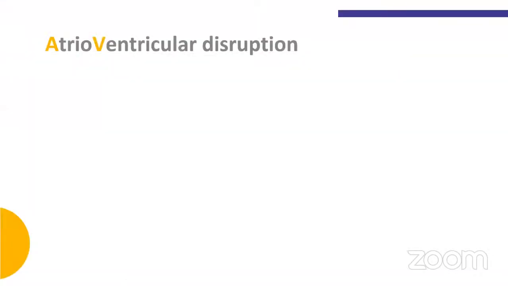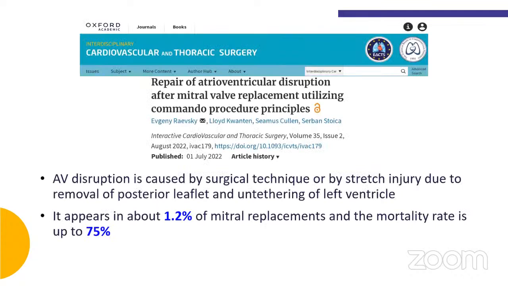So moving on to the last topic I'm going to talk about, which is a direct complication of mitral valve replacement, the atrioventricular disruption. Simply, the AV disruption is caused by a surgical technique or by a stretch injury due to removal of the posterior leaflet and untethering of the left ventricle. It appears in about 1.2% of mitral replacements, and the mortality rate is up to 75%.